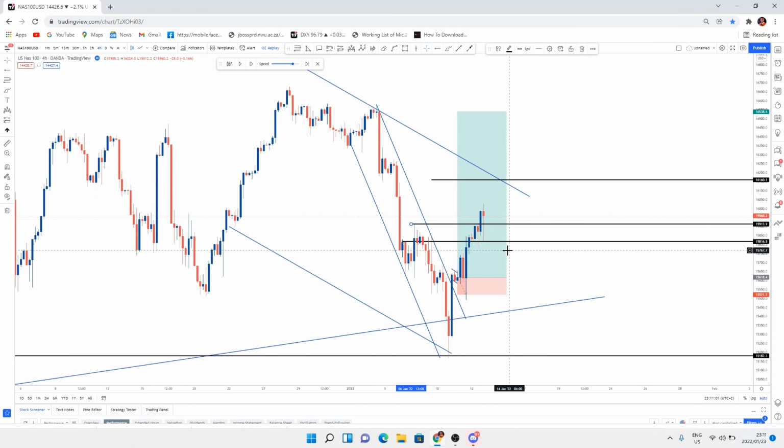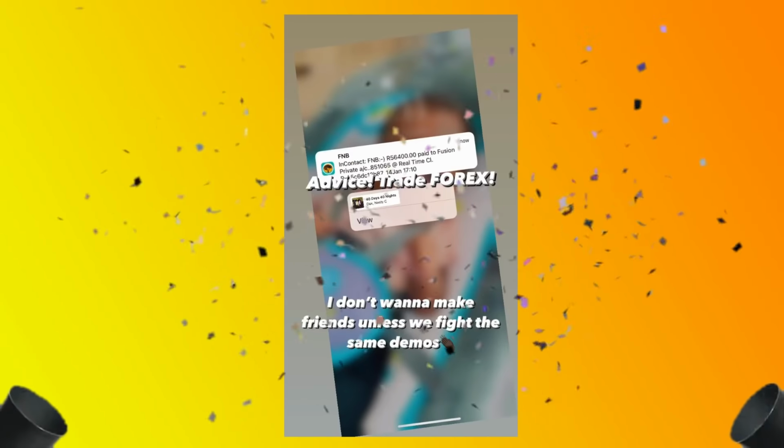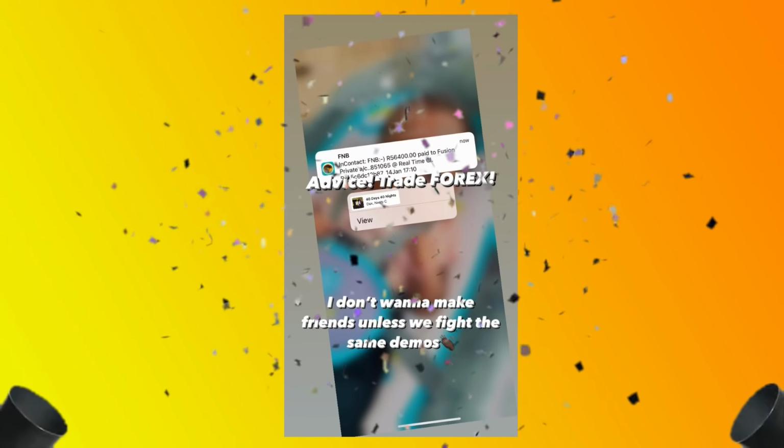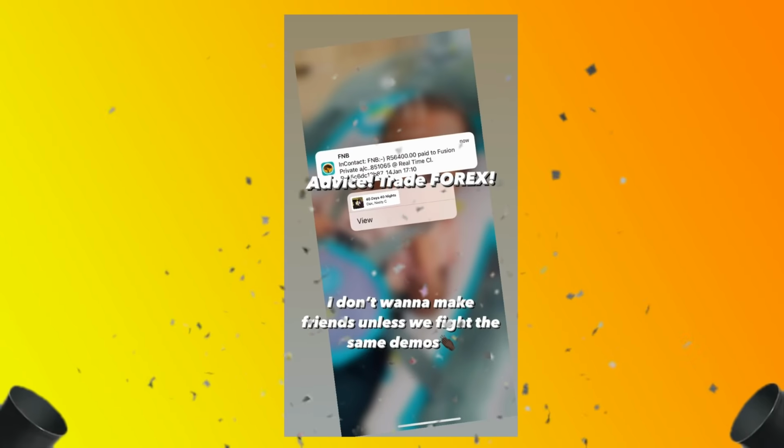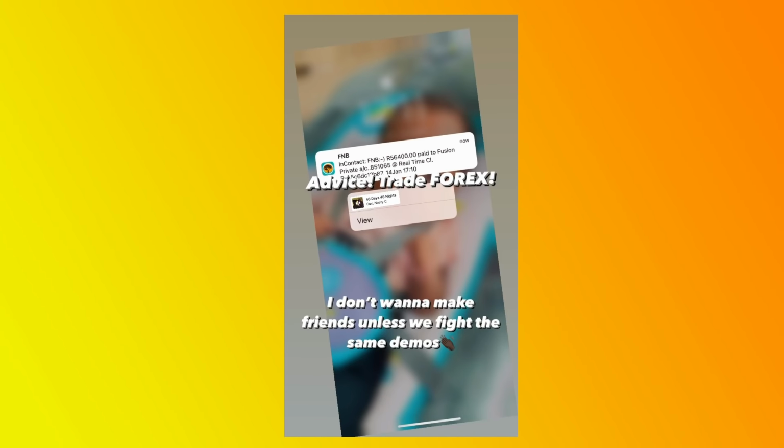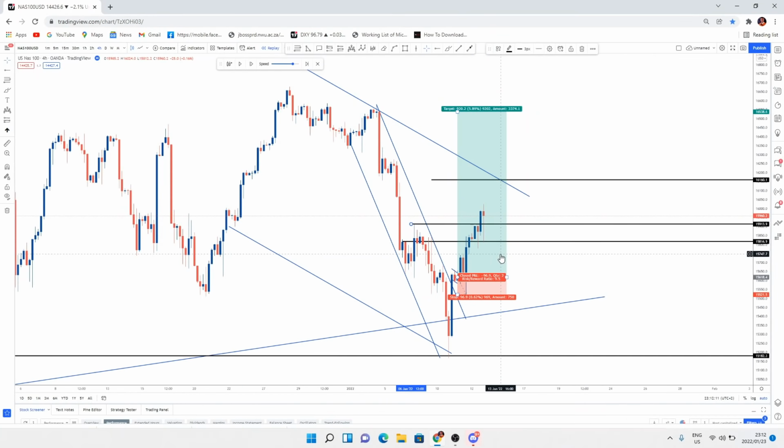But now continuing, just to definitely check that. Before I continue, let me show you my withdrawal. On the message of my withdrawal, I said, advice, trade Forex. I don't want to make friends unless we fight the same demon. So that was dope, guys. I won't lie to you, it was a great trading experience.